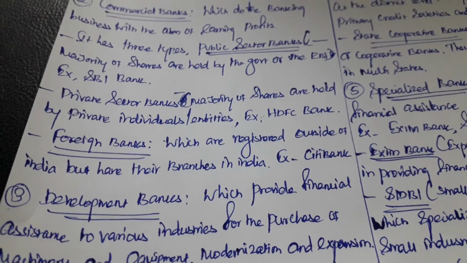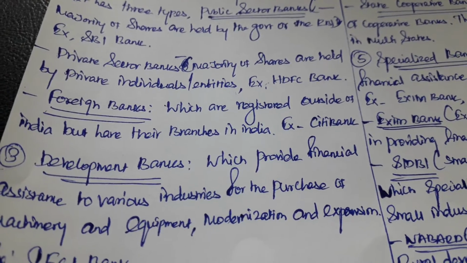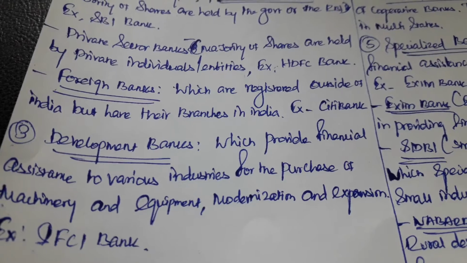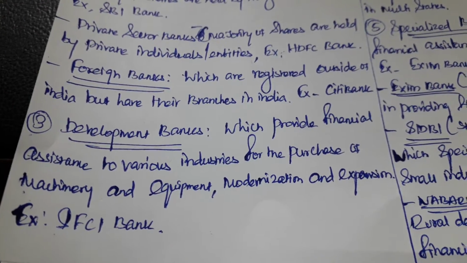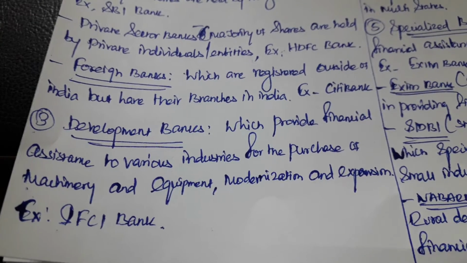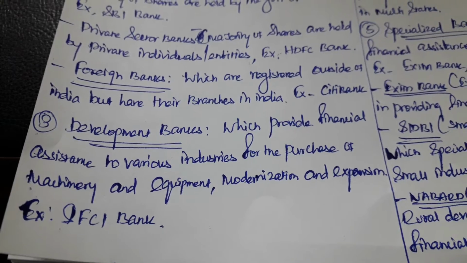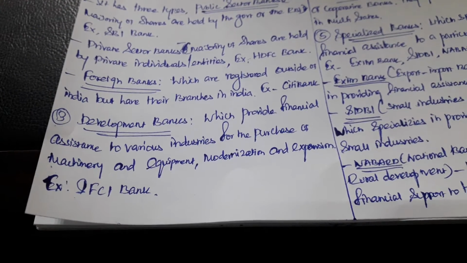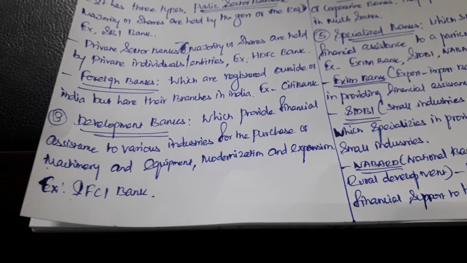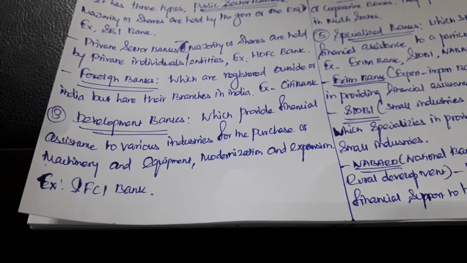Example, Citibank. The third category is the development banks, which provide financial assistance to various industries for the purpose of machinery and equipment, modernization and expansion of the industry. Example, the IFCI Bank. The main motto of these banks is to provide financial assistance to the industries.